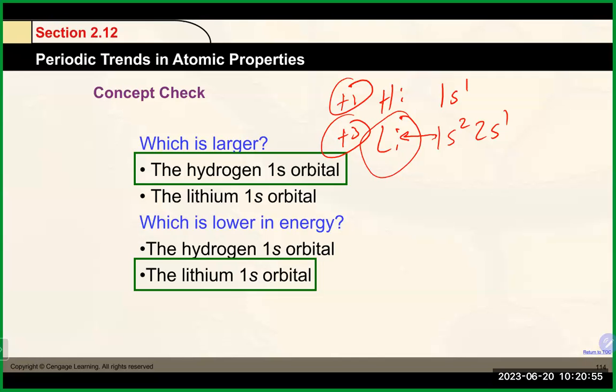It will draw it in closer to the nucleus than, say, the 1s orbital in hydrogen, which is only feeling a +1 charge versus obviously a +3 charge. Any questions on that there?